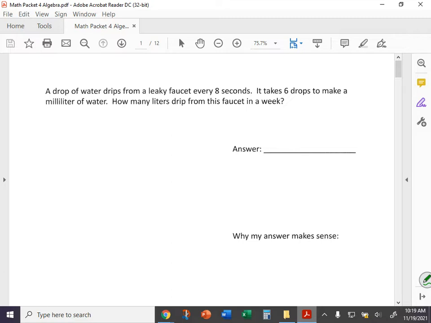The first one here, a drop of water drips from a leaky faucet every 8 seconds. It takes 6 drops to make a milliliter of water. How many liters drip from this faucet in a week? So for starters here, we can take this information and say, how long does it take to make a milliliter, right? 1 milliliter is made every 48 seconds: 1 drop every 8 seconds, 6 drops, total of 48 seconds.